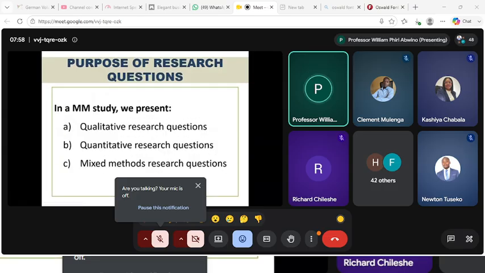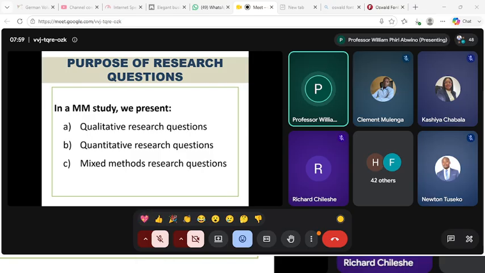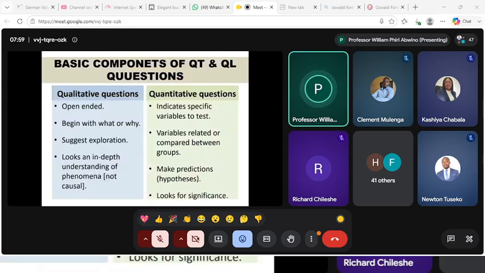So in a mixed method study, we present qualitative research questions. Okay. We can also present the quantitative research questions. And we can present the mixed methods research questions. Let's explore that. So the difference is this. Qualitative research questions, or qualitative questions, are open-ended.